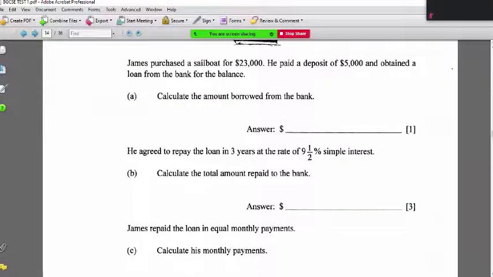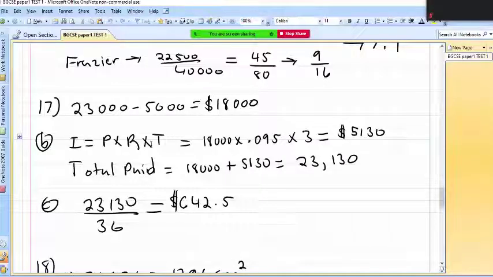So they want to find out the total amount repaid to the bank. You have to pay interest, plus you have to pay the principal. Because remember, the bank is lending you $18,000, and then they're charging you interest. So you not only pay back the principal, but also the interest. First, let's calculate the interest: 18,000 times 0.095 times 3, and that gives you 5130. So the total amount paid will be 18,000 plus 5130.